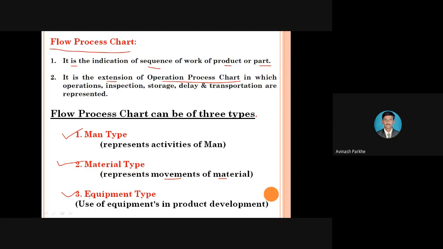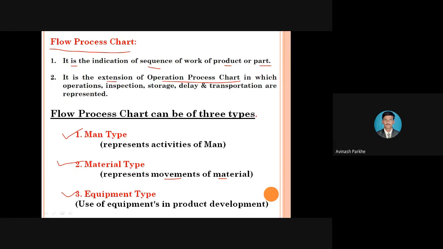And the third one is the equipment type. Whatever number of machines or single equipment are available, whatever number of operations are performed on the material, here we need not consider the movement performed by the material. We have to focus on the movements taken by that particular equipment or machines. All those movements taken by the equipment or machines are recorded by using this equipment type flow process chart.